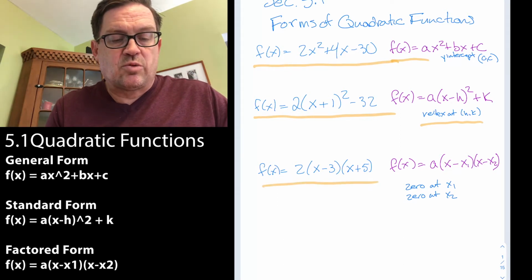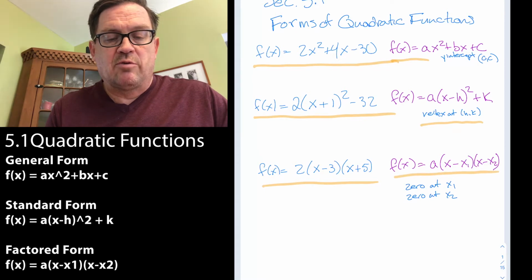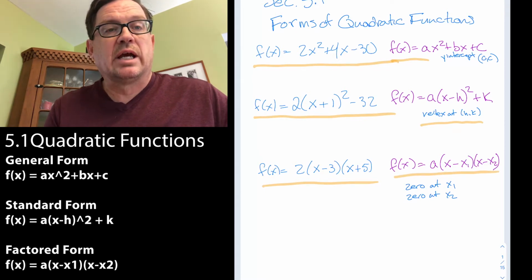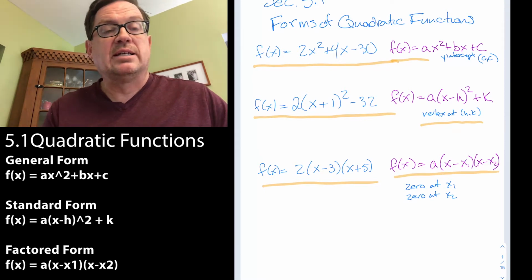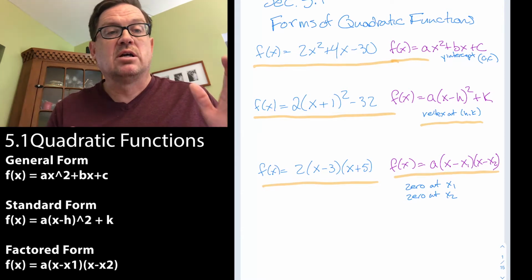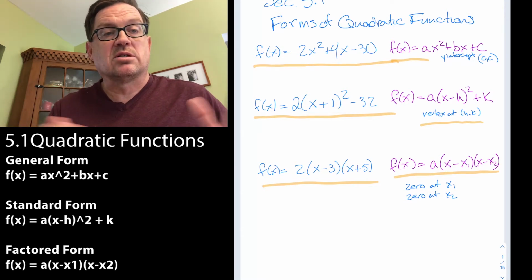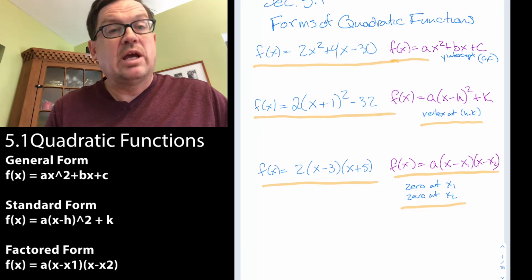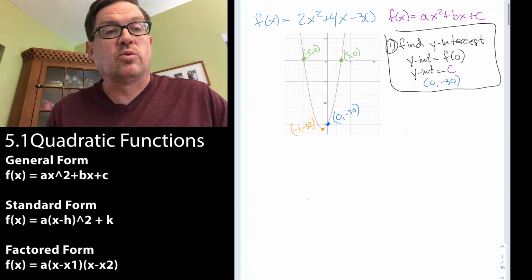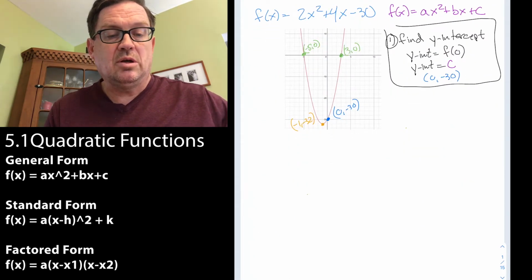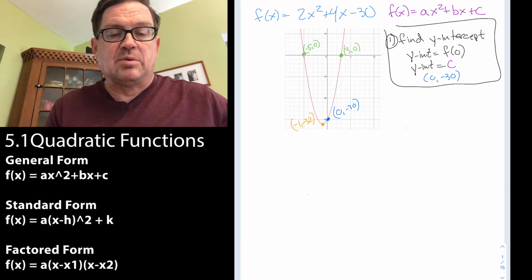And the third form is the factored form, when you can factor the quadratic equation and get something of the form a times x minus one value of x times x minus the other value of x, the two zeros. And so if you have it in that form, it's easy to find when it's equal to 0. So let me give you an example.